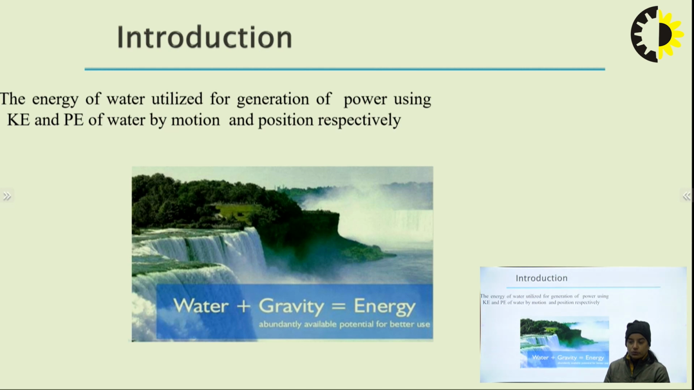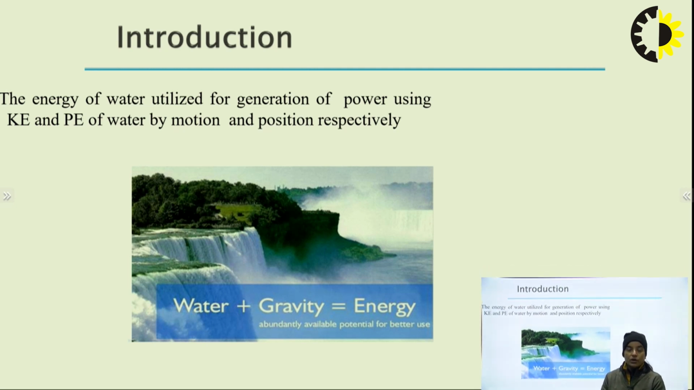Basically, we use the energy of water for producing electrical energy. The energy of water is used for generation of electrical power using the kinetic energy and potential energy of water, by motion and position respectively. So water itself has energy, and we can transform that energy into electrical energy. How? Water can flow.